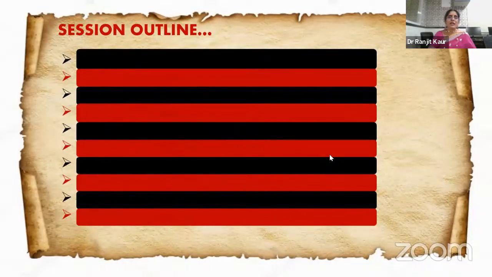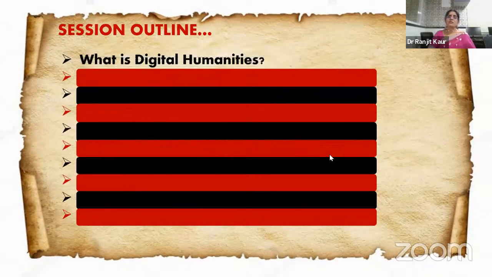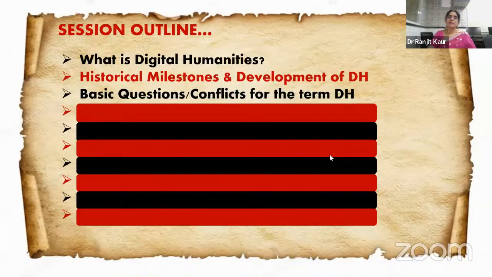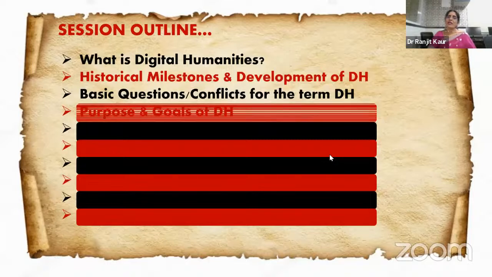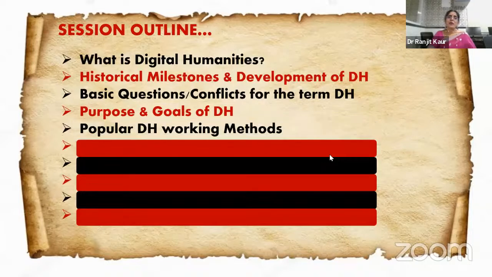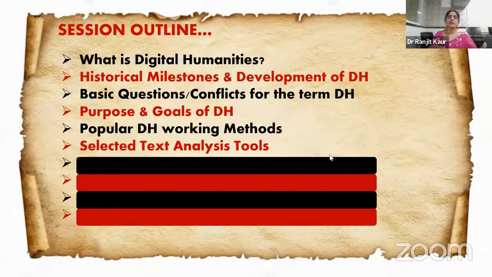What will be the session outline? So first of all, I will explain what digital humanities is. Then what are the historical milestones and the development of digital humanities as a field and a discipline, and then the basic questions and conflicts for the term digital humanities, how multiple questions arise and conflicts that we have to look into, and then the purpose and goals of digital humanities. Then I will discuss the popular digital humanities working methods also. Particularly this PPT or this session is divided into two parts. One is that I will brief you about the digital humanities, and the second is about digital storytelling.